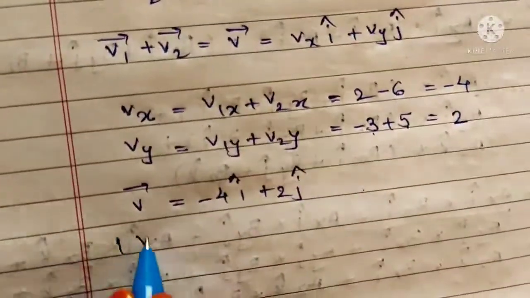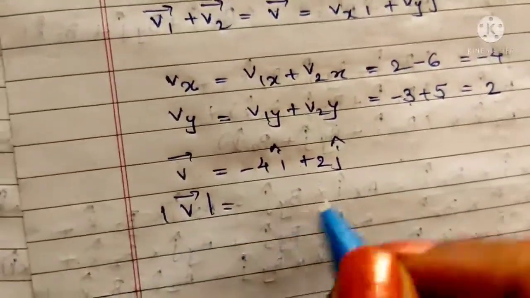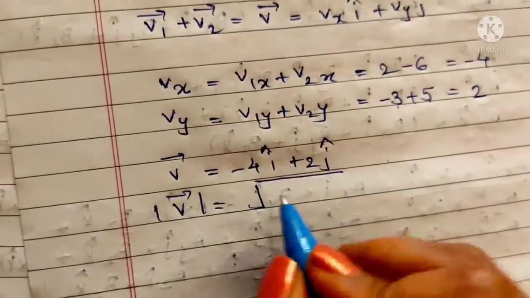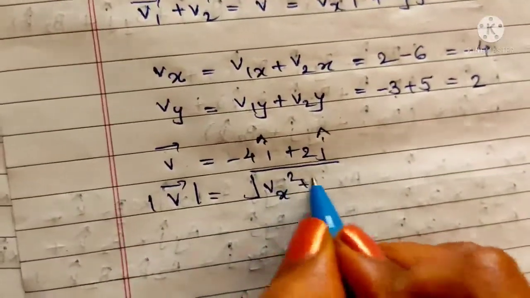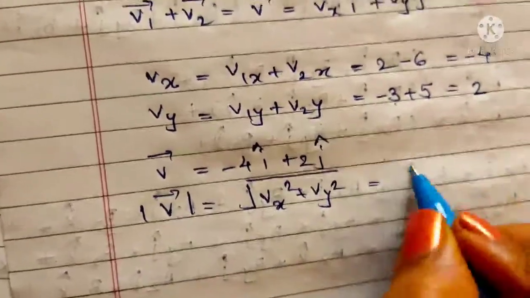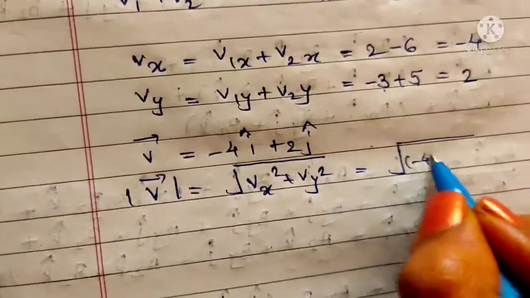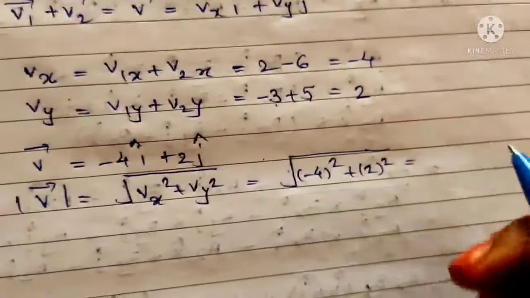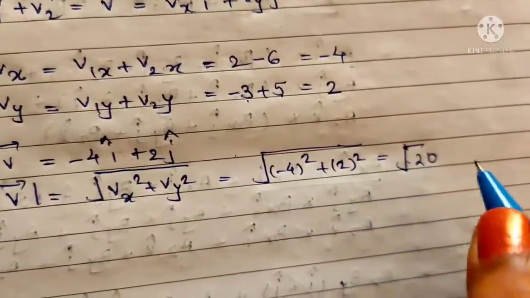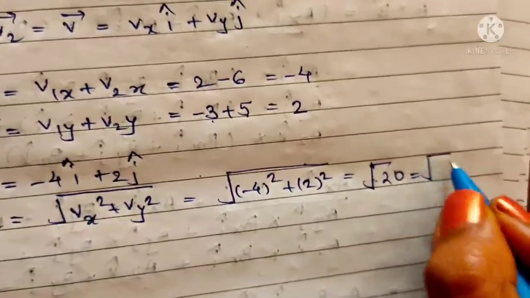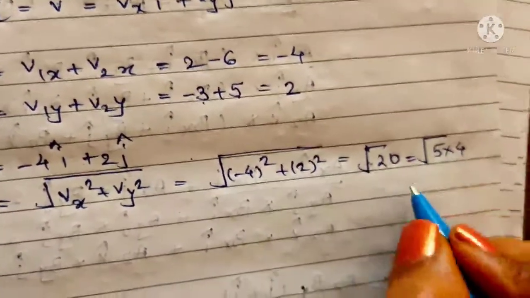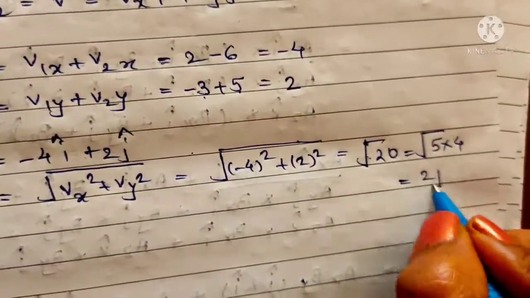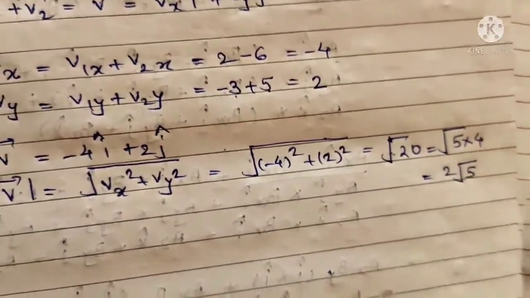Now the magnitude of v bar, that is nothing but mod of v bar, is equal to under root of vx square plus vy square, which is equal to minus 4 square plus 2 square, that is equal to root 20, which is equal to root of 5 into 4, and it can also be written as 2 into root 5 unit.